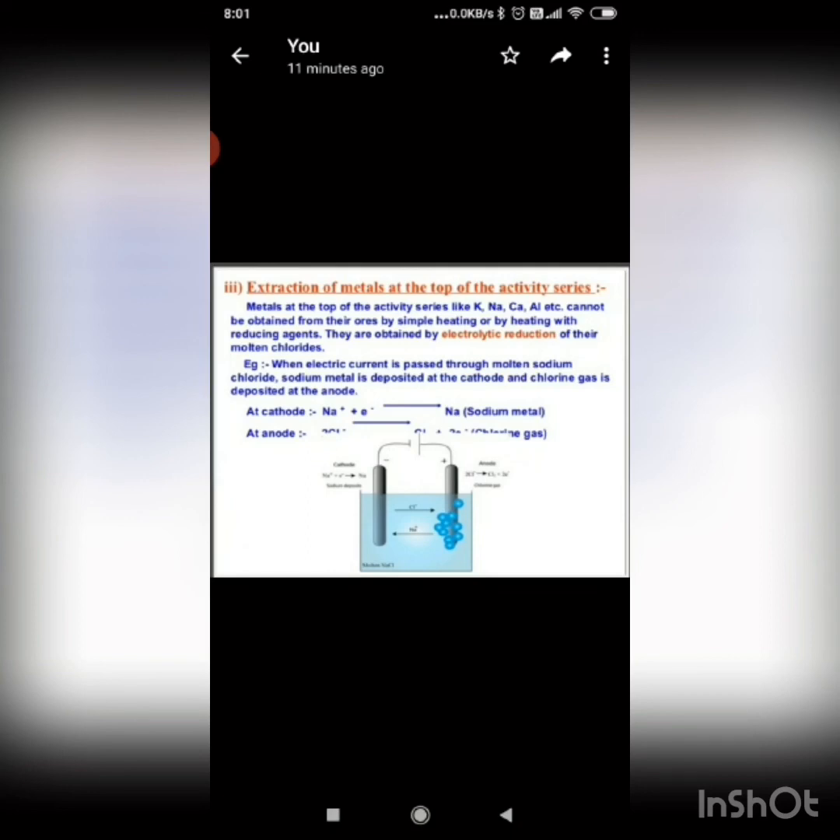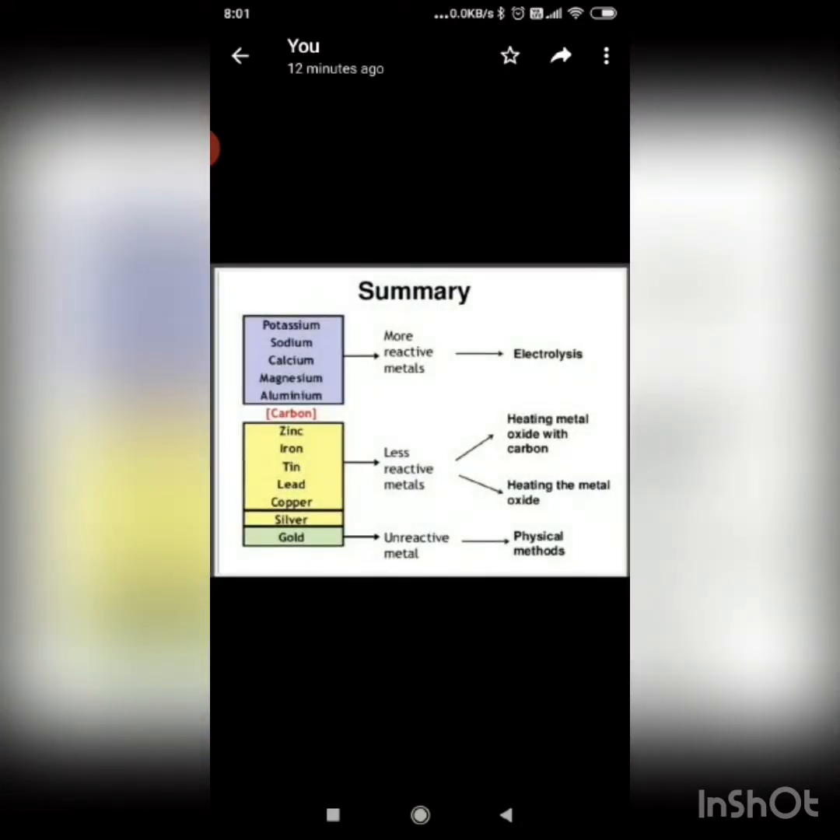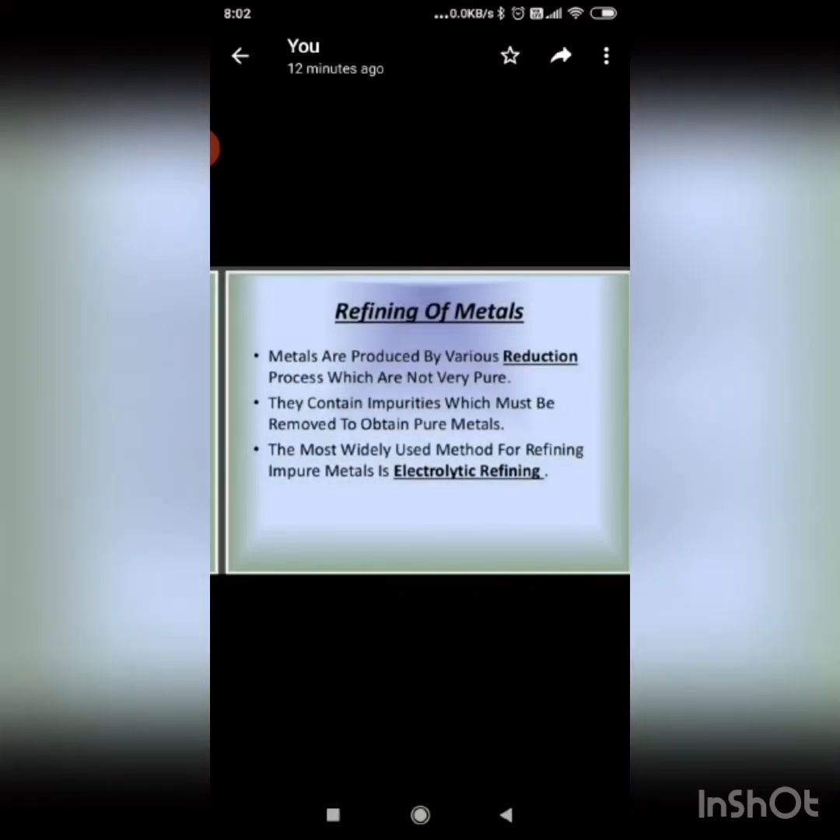For example, see the diagram. When an electric current is passed through the molten state of sodium chloride, sodium metal gets deposited over the cathode. Metals obtained from the process of electrolytic reduction are pure in form. So this is the summary of how the different metals can be obtained. Unreactive metals by physical methods, less reactive metals by heating the metal oxide with carbon, and more reactive metals by electrolysis. So next is the refining of metals.